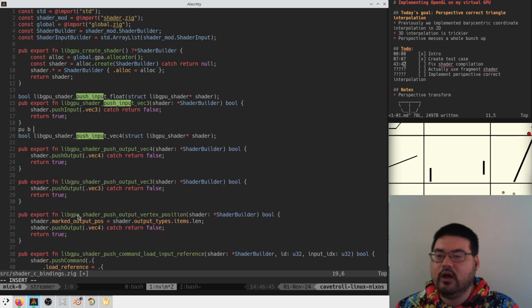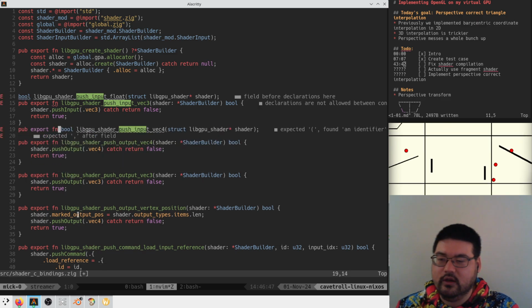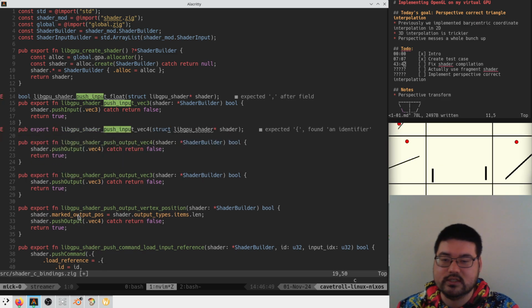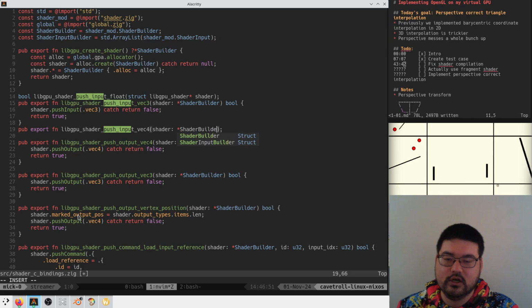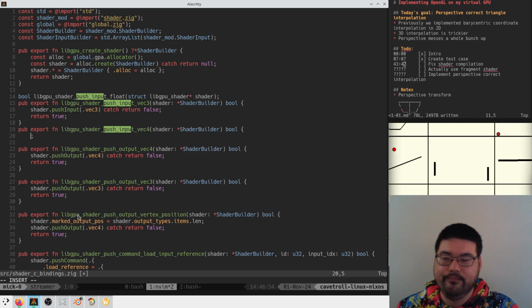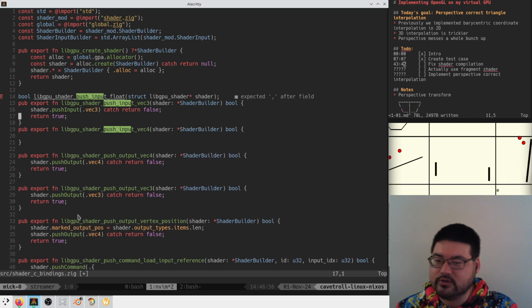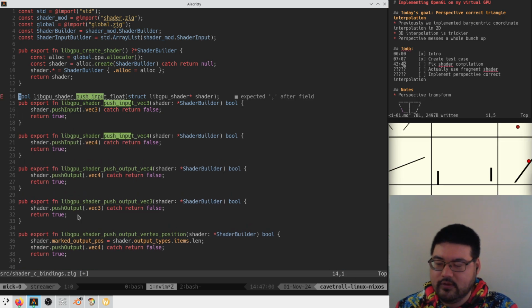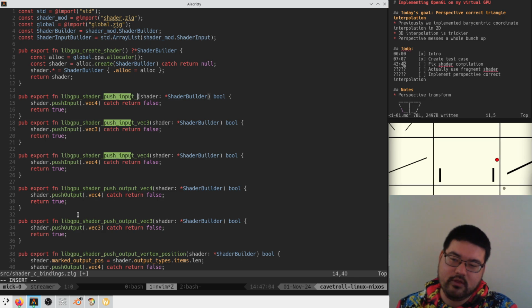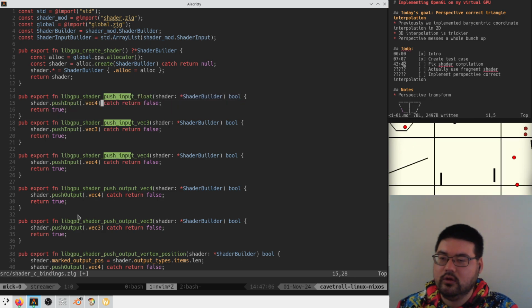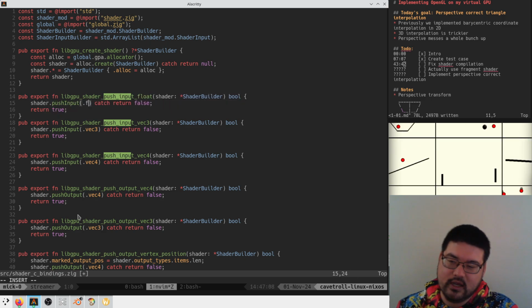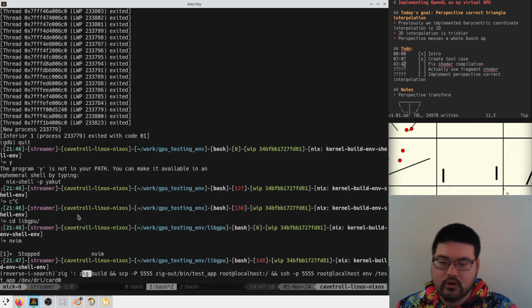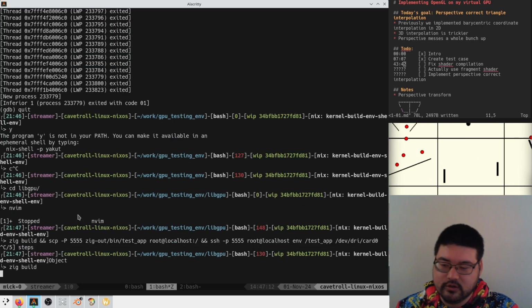So pub export function, this thing. He takes in a shader that's a shader builder and returns a bool. And this is going to look almost identical to the vec3, except we're going to type vec4. And then we're going to do the same thing here, but with float. I think everything else should just work. He's going to say F32 here. Okay. We build our libgpu.